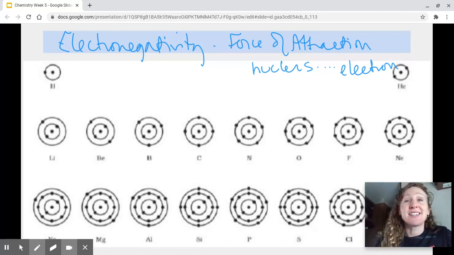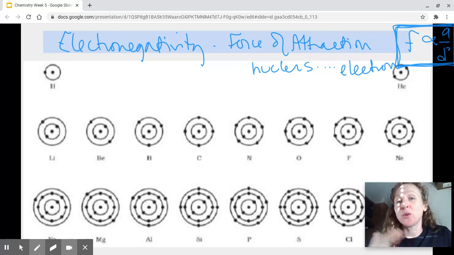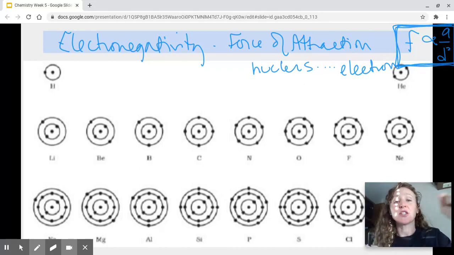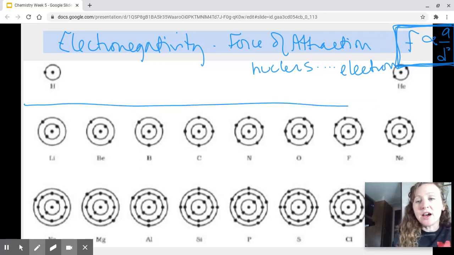So this is very, very close to Coulomb's attraction, right? In Coulomb's attraction, we were talking about a force of attraction and how it is proportional to charge, and it's indirectly proportional to distance. So this little relationship here, we're going to be describing almost exactly. The only difference is you need to remember that it's the nucleus attracting an electron that does not already belong to it.